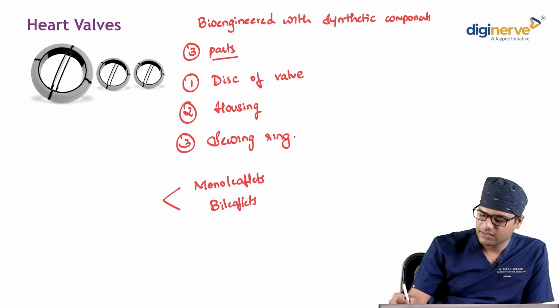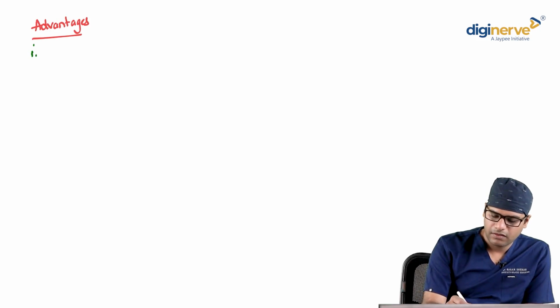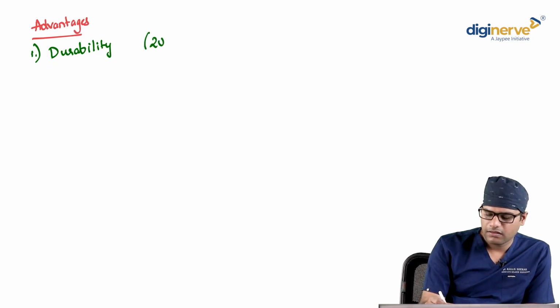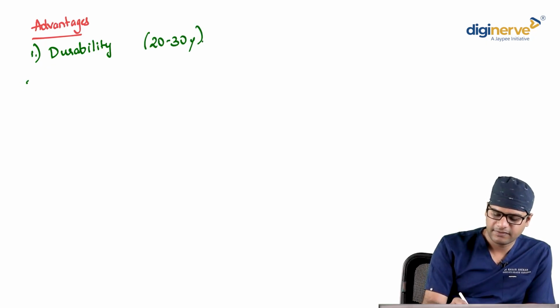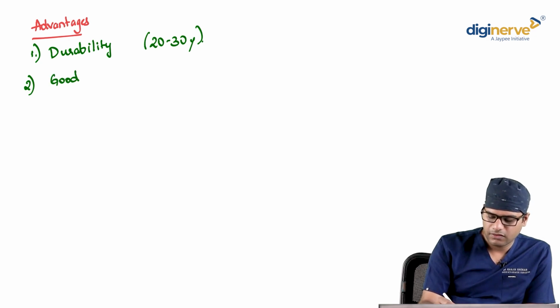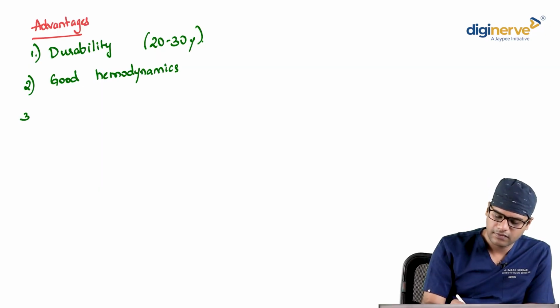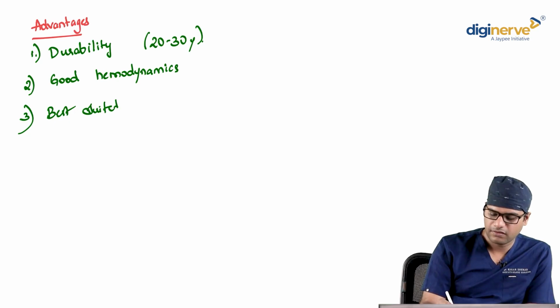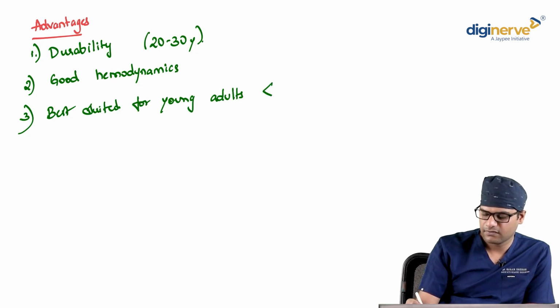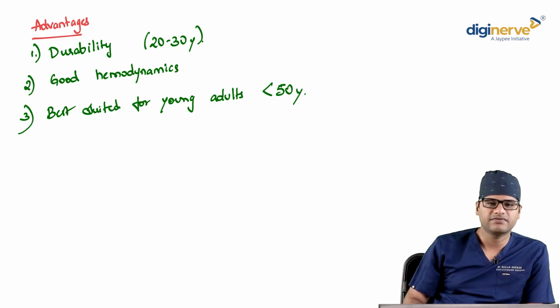So the advantages of mechanical valves: durability (20 to 30 years), good hemodynamics, and third one, best suited for young adults. Ideally, the cutoff being 50 years of age.